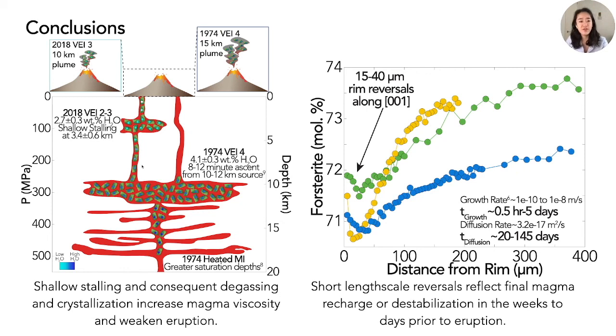Furthermore, we find that a final injection of magma through recharge or destabilization occurred in the weeks to days prior to eruption, recorded in these short length scale rim reversals. Thank you all for listening, and I look forward to discussion during the conference.